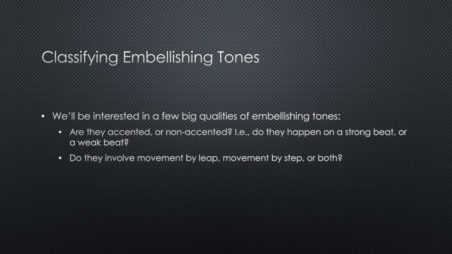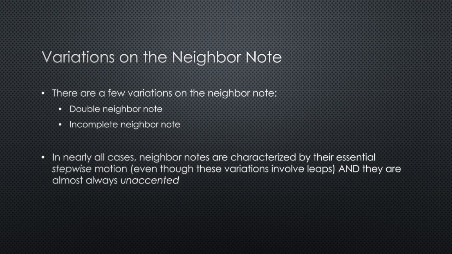We'll also want to know, do they involve movement by step or by leap or both in certain ways? That's going to be the thing that makes the difference in the classification: this moving by step or by leap, and which one of those things is first. You can always think there are two events when you have an embellishing tone. It's how do you get to that embellishing tone, and how do you leave that embellishing tone, or how does it resolve?